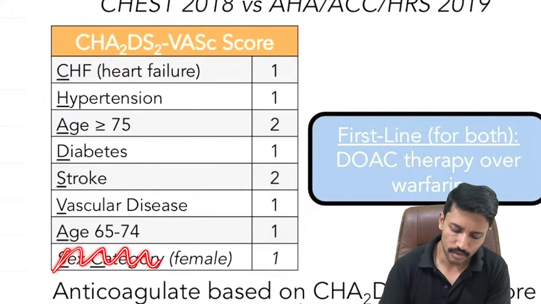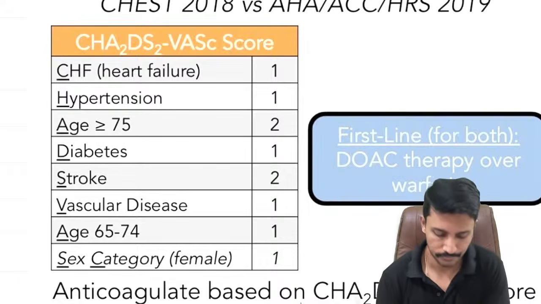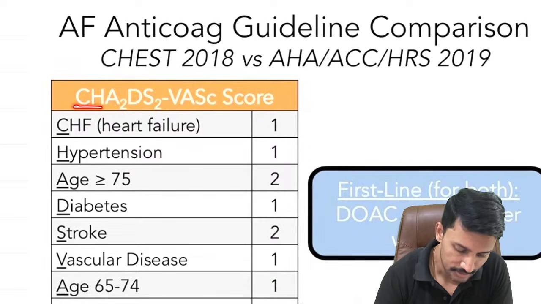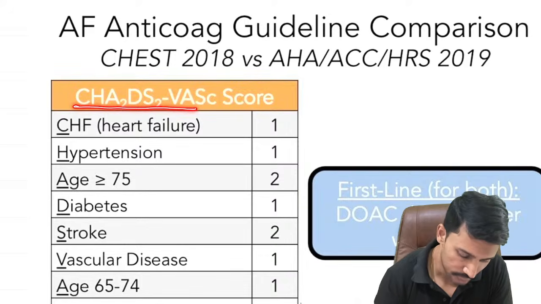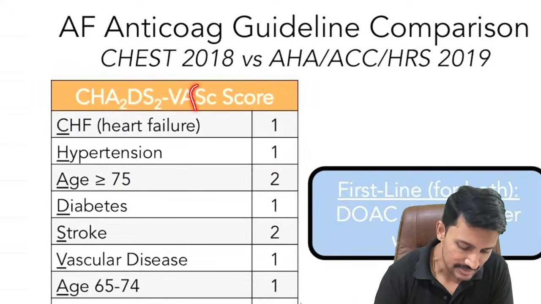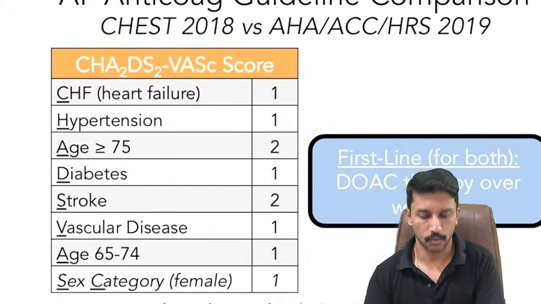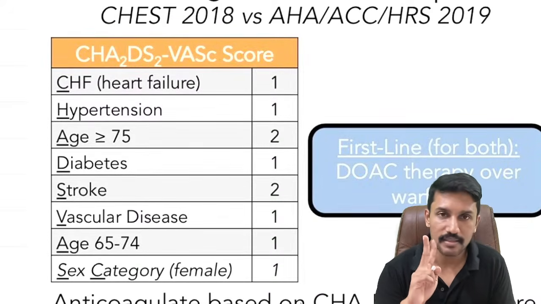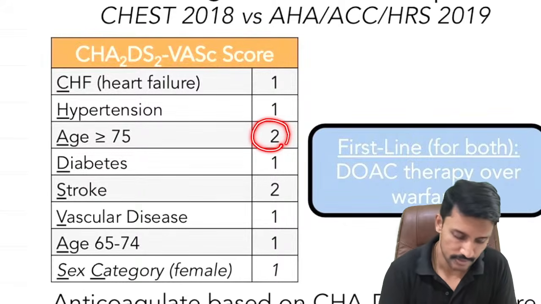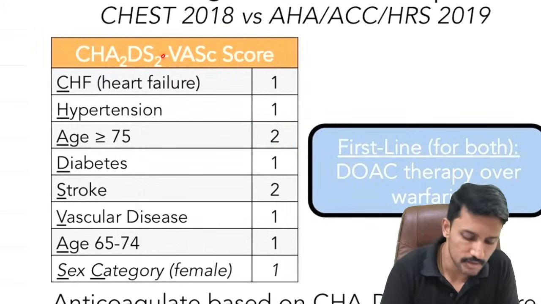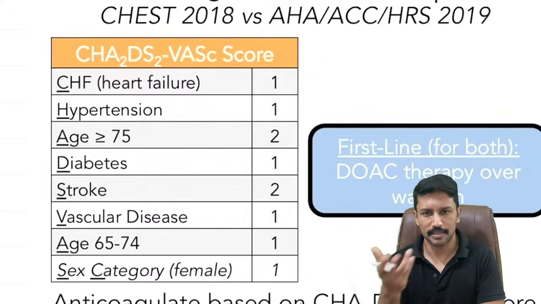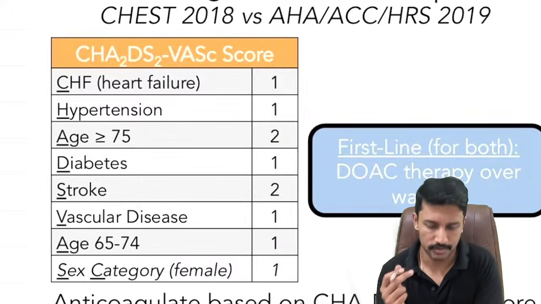You can kind of ignore this gender category. I'll tell you why. Just concentrate on the other parameters, or you can simply remember it as CHA2DS2-VA. Sex category is not important. Here, two parameters are receiving 2 points. What? One is age more than or equal to 75, right? That is A2. Second one is stroke, S2. If you already had a stroke, then the chance of having another stroke is much higher. So we'll give 2 points.